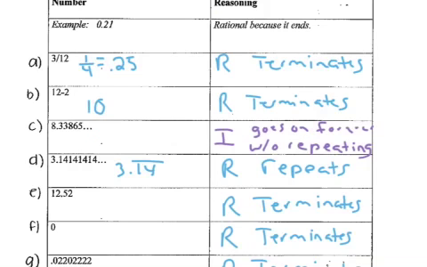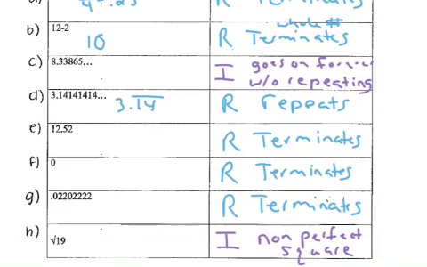Alright, so if you want to start checking your work, I have the answers here. Everything in light blue is rational. So for example, B is rational because it terminates, and you can also think of it as a whole number. 10 is a whole number. C is irrational because it goes on forever without repeating. D is rational because that repeats, 3.14 repeating. E is rational because that decimal terminates, it stops. F, rational.